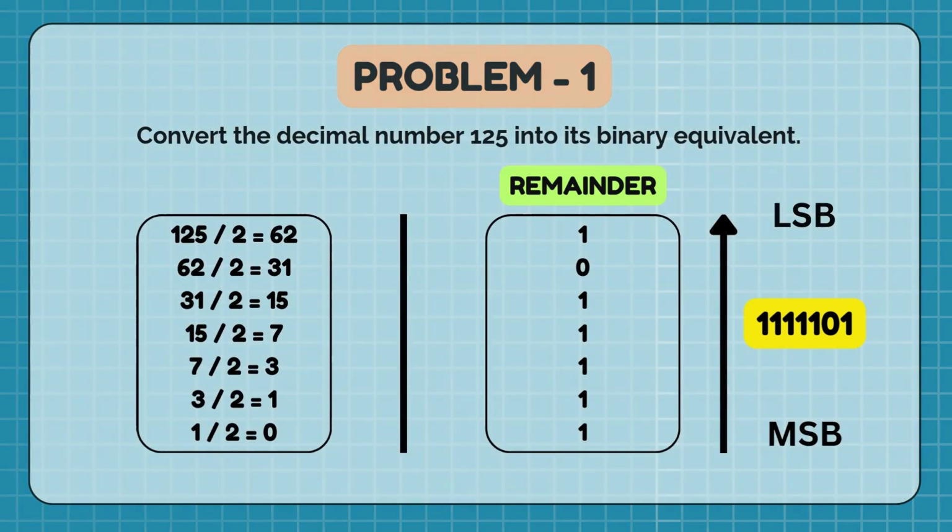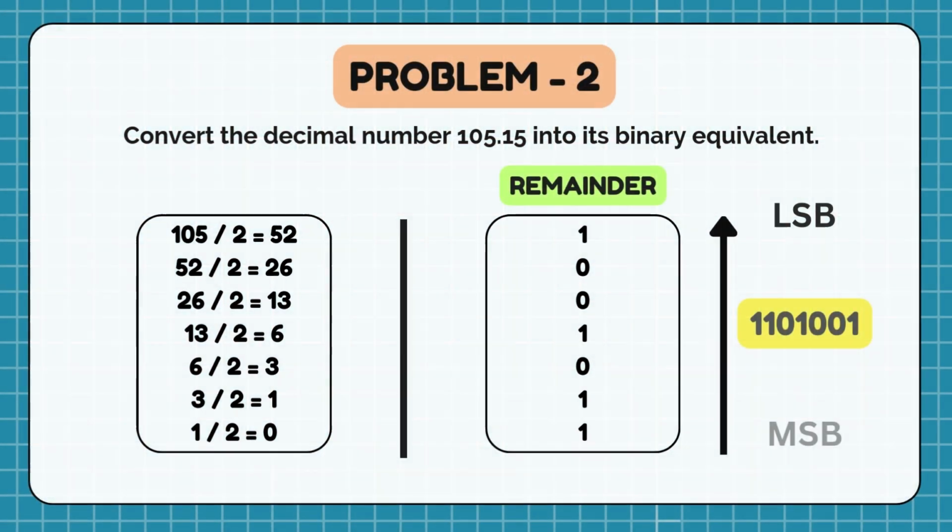Pretty cool, right? Now, what if we have a decimal number with a fractional part? For example, 105.15. How do we convert that to binary? Well, it's a bit different, but don't worry, I will walk you through it. First, let's handle the integer part, which is 105. We'll use the same method we just discussed for converting decimal to binary.